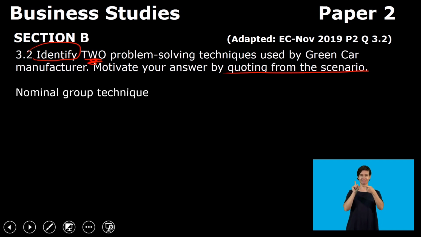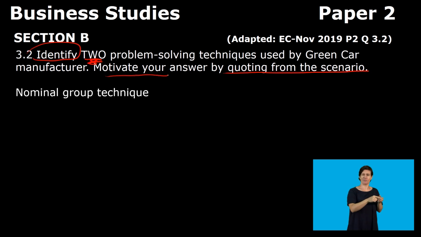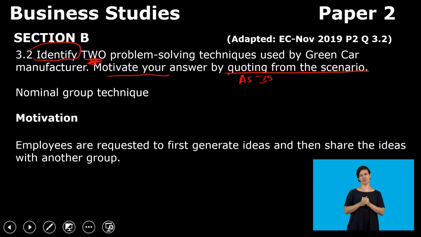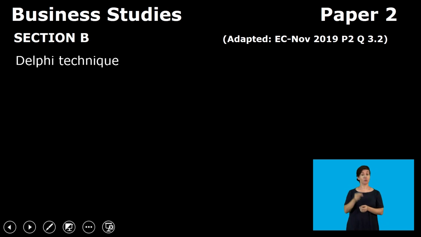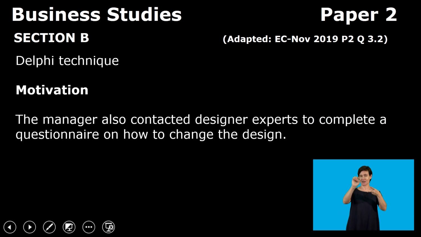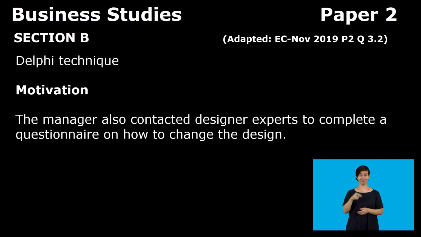Right, we've got nominal group technique, but nominal group technique needs to have a motivation. And how do you motivate? By quoting. What do you know about quoting? You take it as is from the scenario. Right, motivation: employees are requested to first generate ideas and then share the ideas with other group members. All right, remember they said 2. The second one is Delphi technique. All right, what is the motivation? The manager also contacted design experts to complete a questionnaire on how to change the design.